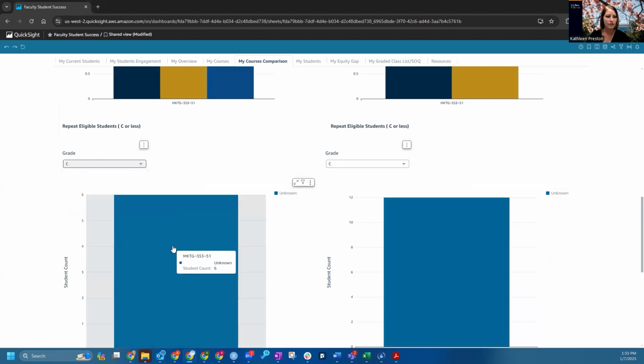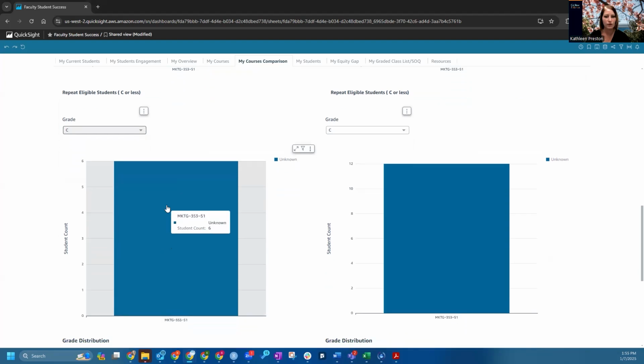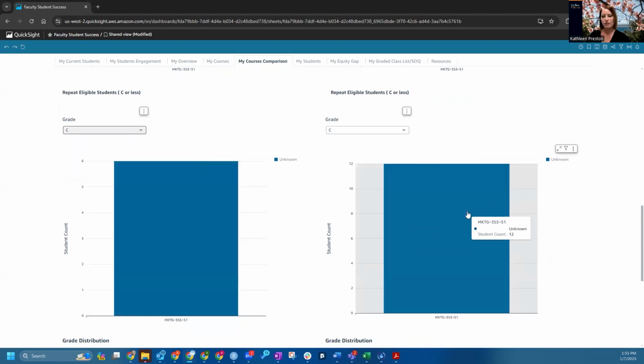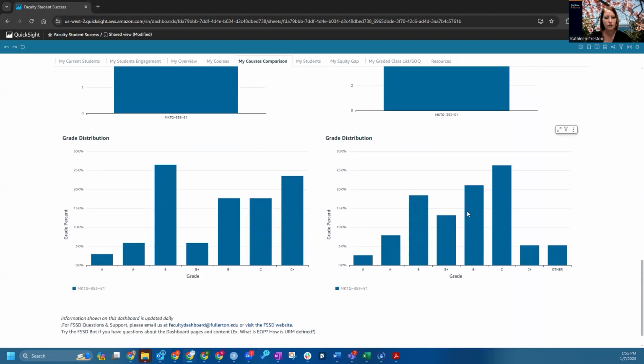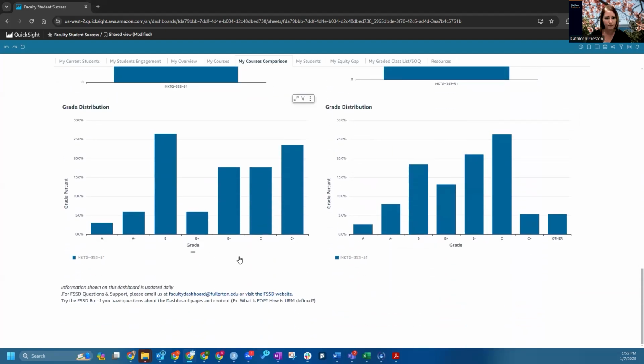And here we see that there are 6 students that earned a C- or less and 12 students that earned a C- or less in fall of 2020. And we can also look at the grade distribution breakdown. We can see, across all of these students, what the percentage of those grades were. So we see the majority of students earned a C+, whereas they earned a C over in fall of 2020.